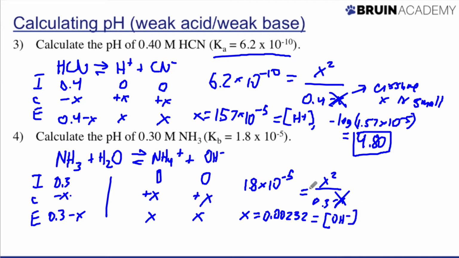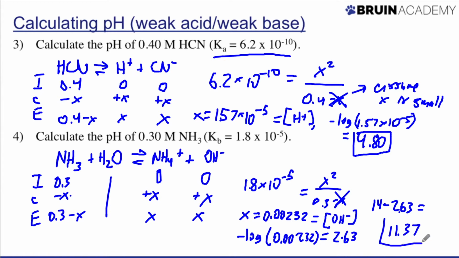All right, and so if I take the minus log of this guy, I get my pOH, so minus log of 0.00232 gets me 2.63, but that's my pOH, so I have to take 14 minus that guy. 14 minus 2.63 gets me 11.37. So my pH is 11.37, what you'd expect because it is a base.